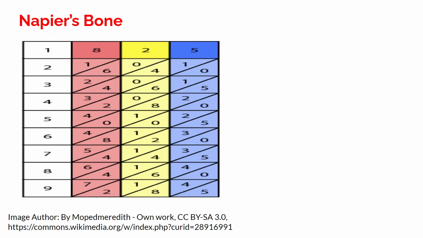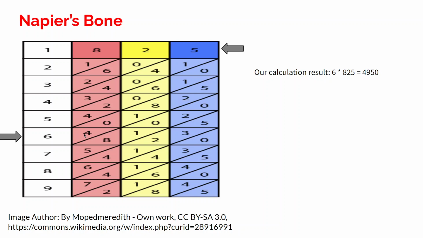Let's see the product of 6 and 825. Our calculation should result in 4950. Let us see. 6 times 5 is equal to 30. So we have 0 on the lower and 3 on the upper right triangle. 6 times 2 is 12. We have 2 on the lower and 1 on the upper right triangle. 6 times 8 is 48. We have 8 on the lower and 4 on the upper right triangle.